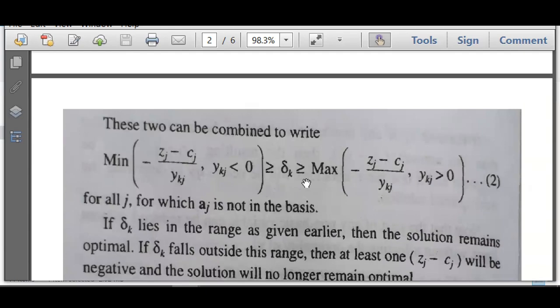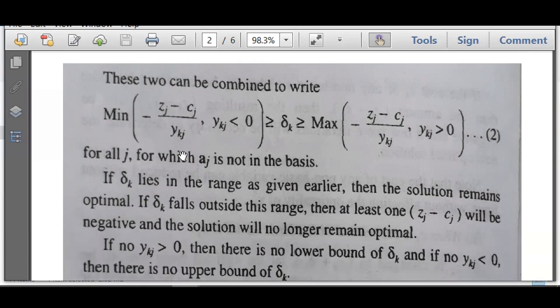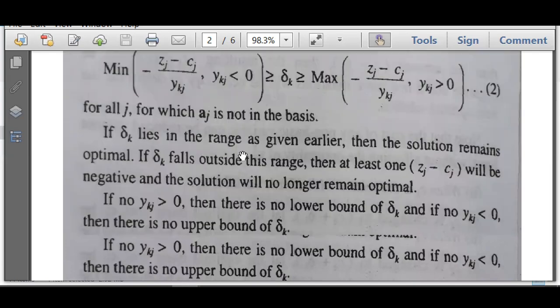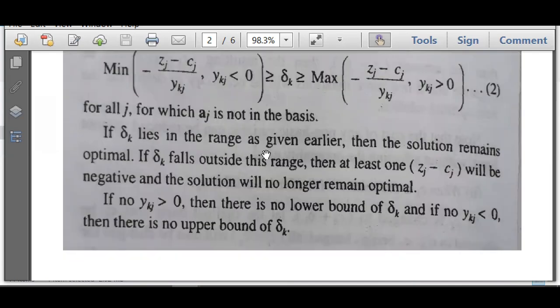So for our purpose, for sensitivity analysis, we have to use this one. We have to calculate this within this minimum over this argument. So this you have to calculate, and this we have to calculate. So this is the range of del k, for all j for which aj is not in the basis. Not in the basis means the non-basic part. If del k lies in the range as given earlier, then the solution remains optimal.